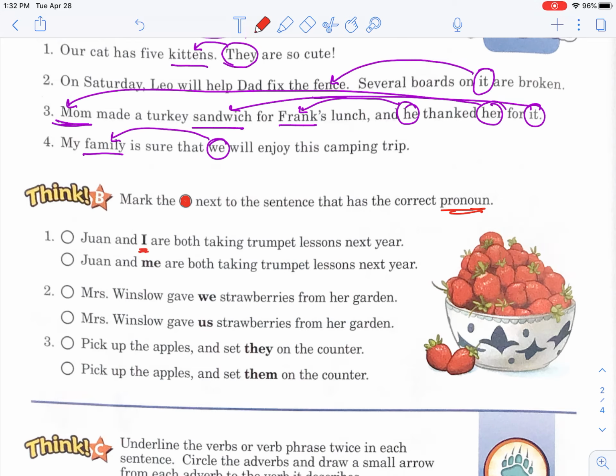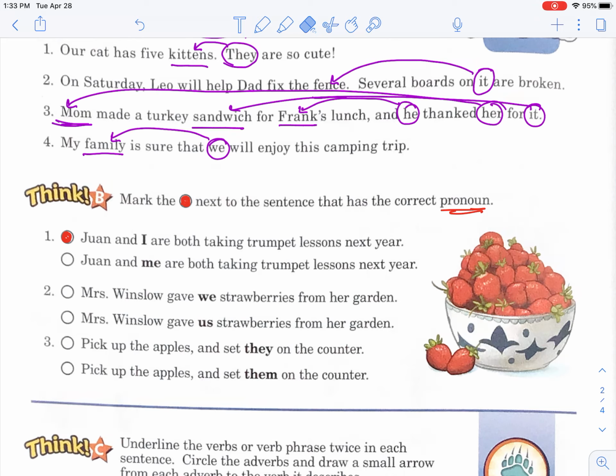Okay. And here's how I remember this too. If you take out the other person, sometimes you hear it a little bit better. So you would say I am taking trumpet lessons next year. Or would you say me is taking trumpet lessons next year? Nope. Me goes in the predicate and I is in the subject. So if you remember to take out the other person, sometimes you can hear it. Would you say I'm taking trumpet lessons or me is taking trumpet lessons? It is I. Okay, let's look at number two.